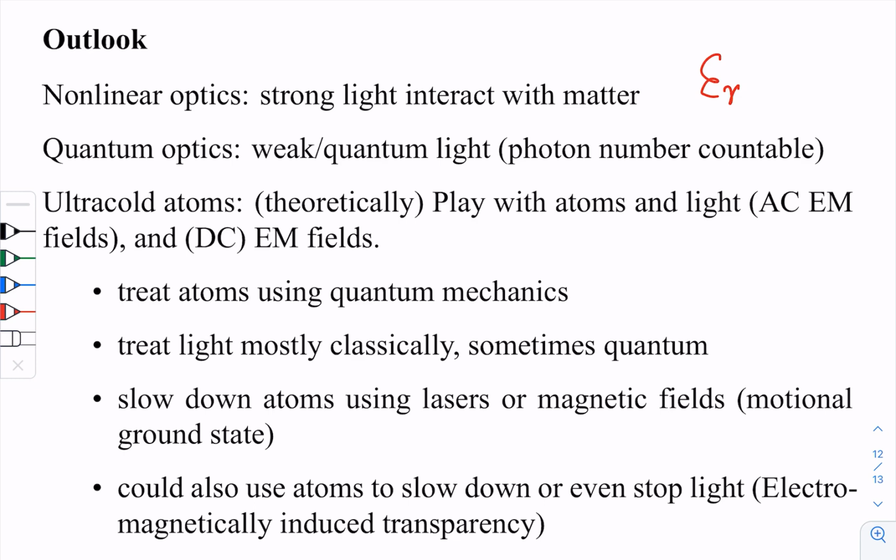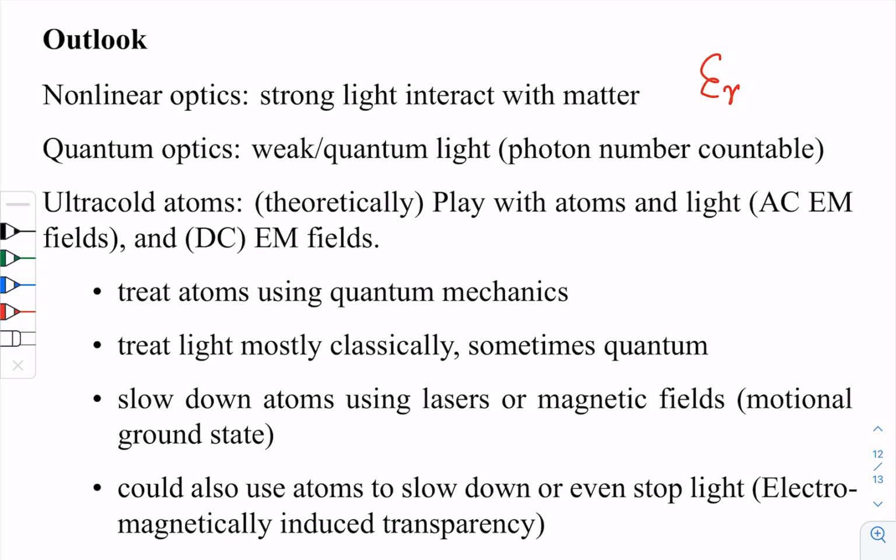So what I do is I typically treat the atoms using quantum mechanics. But for the light, we sometimes mostly treat this classically, just like what we do in the Physics 3041 in this entire lecture. But sometimes we need to treat it quantum mechanically.